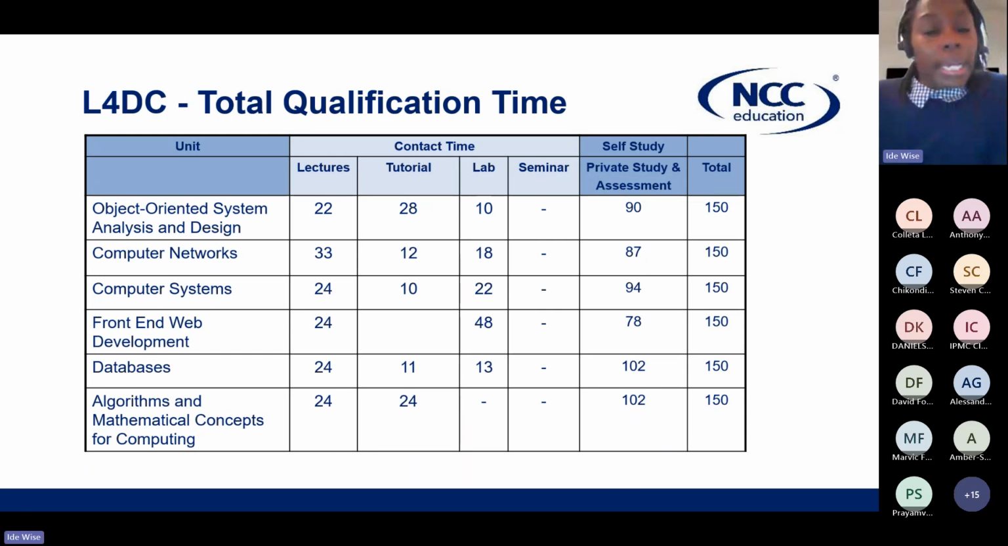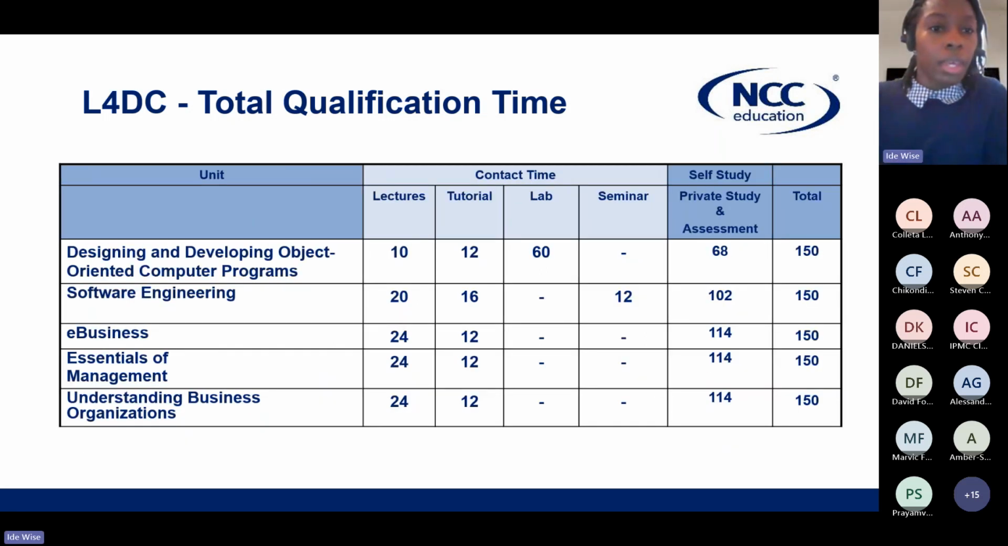So now looking at the qualification time, they're all 15 credit units, so the total number of hours is 150. And you can see the breakdown there. So anything that says contact time, that's lectures, tutorials, and lab and seminar, that's what should be in the student's timetable. And then the rest of it is for private study and assessments. Here we have these other units, the same thing, the breakdown there of contact time versus self-study. And as I said, I will share these slides with you so you can take a look at that for yourselves.